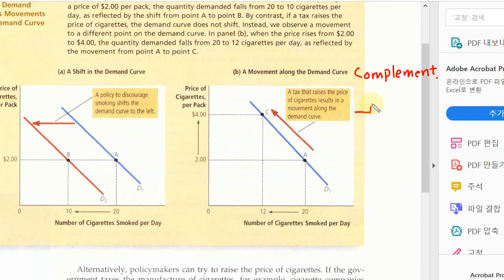For instance, once the price goes down. For example, if the gas price goes down, then the demand for cars increases, right? Price goes down, demand increases.